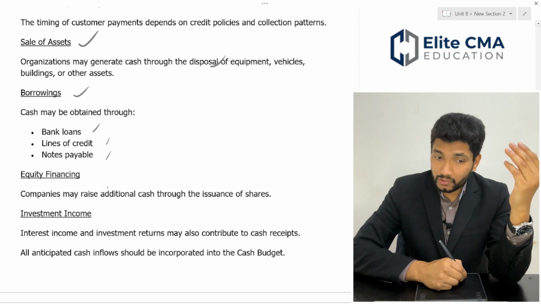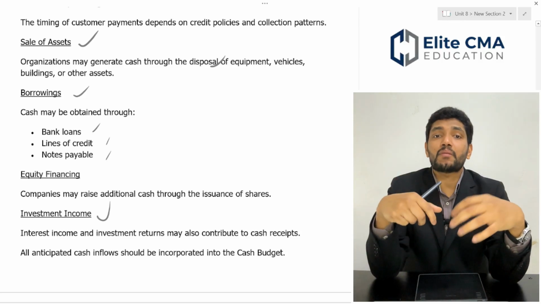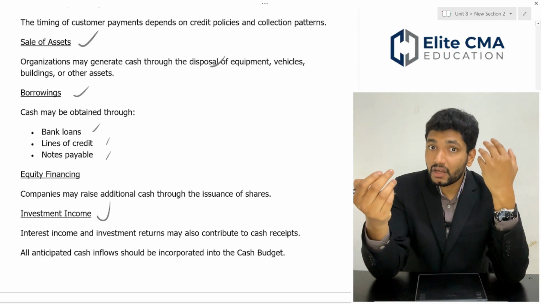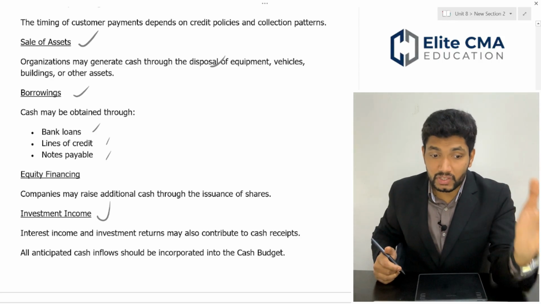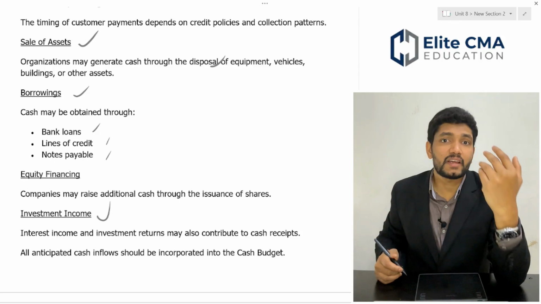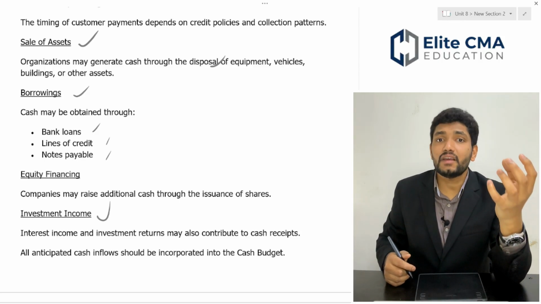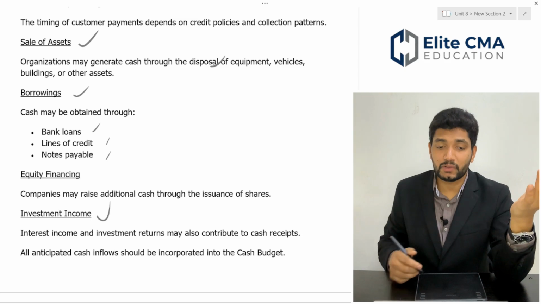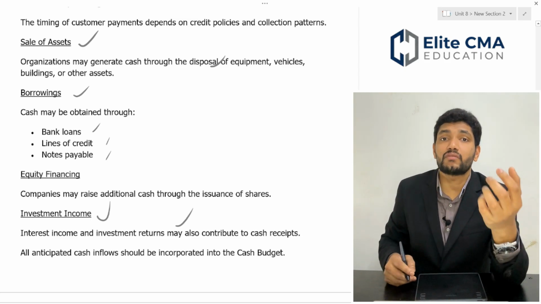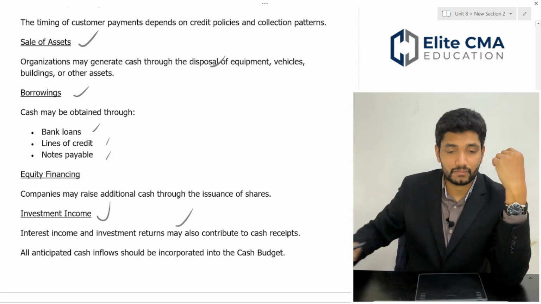The next source is investment income. If the company has invested in any investments, it can generate revenue as a return on that investment, which is a cash receipt for the company.